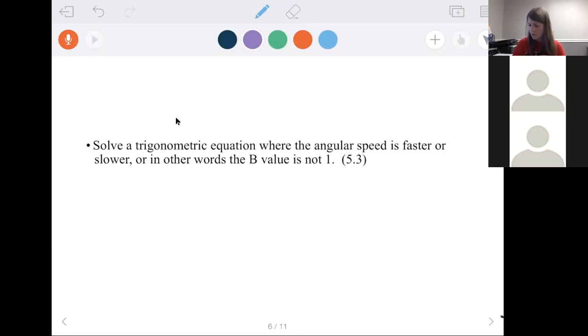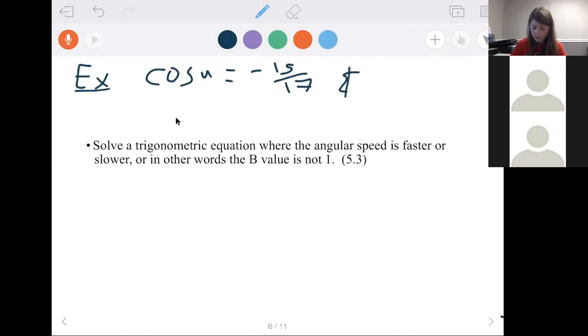So in this particular one, let's say they tell us as the given part of the information that the cosine of u is negative 15 over 17. And let's say they also tell you that your angle is between pi over 2 and pi.